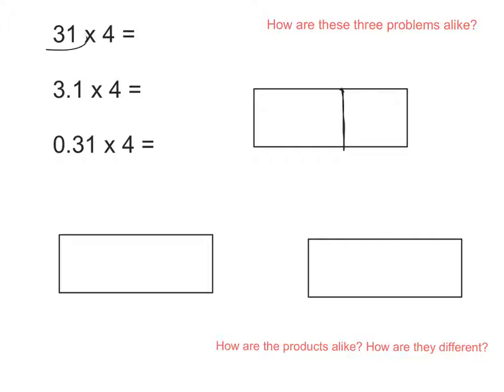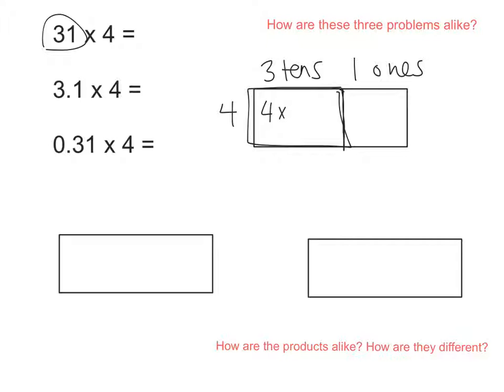How many 10s are in 31? 3 10s. And how many 1s are in 31? 1. Go ahead and write this in your notebook while I'm doing it too. And I'm multiplying that by 4. So the area of this section is 4 times 3 tenths, otherwise known as how many tenths?